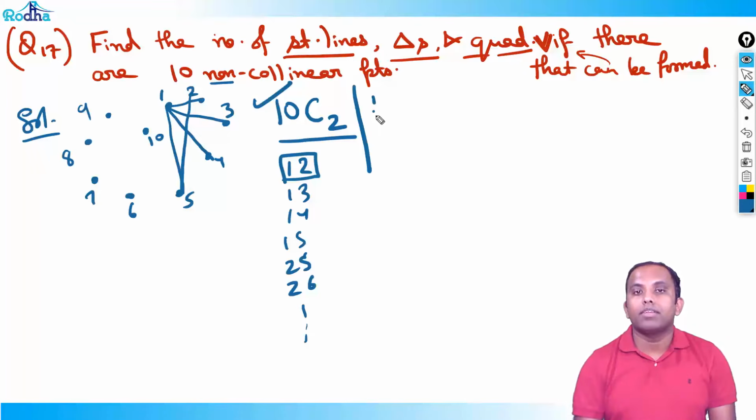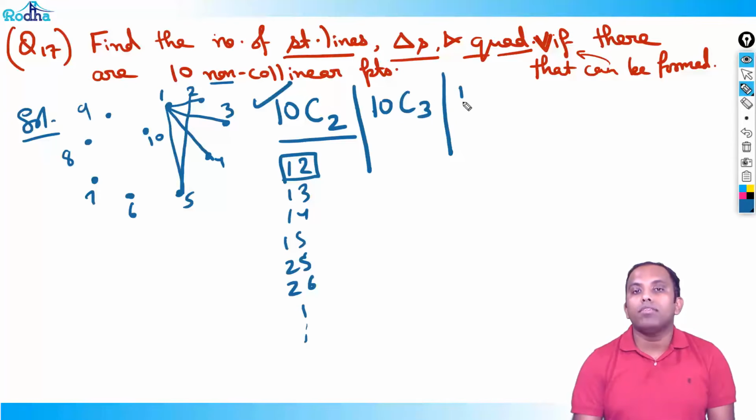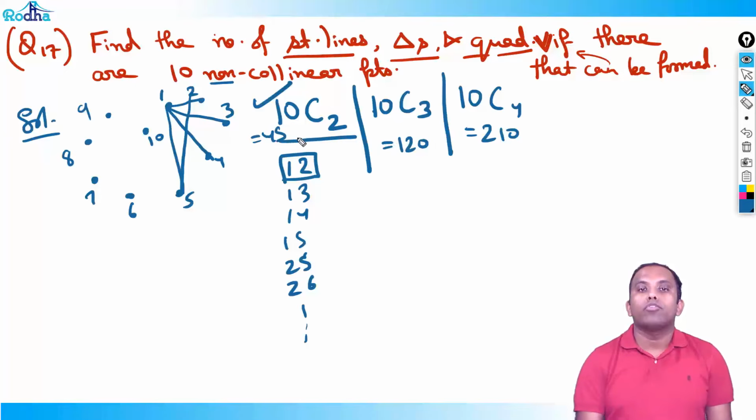That is 10C3. Out of 10 non-collinear points, if you select 3 points, that means you can form 10C3 triangles. How many quadrilaterals can you form? If there are 10 points, selecting any 4 points gives 10C4 quadrilaterals. What is 10C4? 210. What is 10C3? 120. What is 10C2? 45. So you can form 45 straight lines, 120 triangles and 210 quadrilaterals if there are 10 non-collinear points in a plane, right? This is the fundamental idea behind it. Okay. Now, move to question 18.